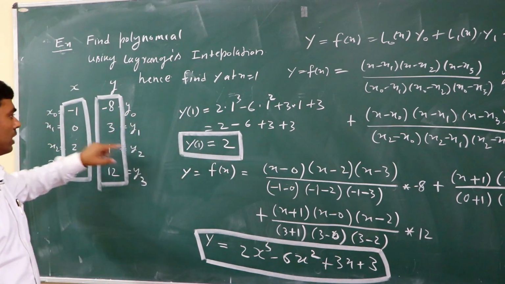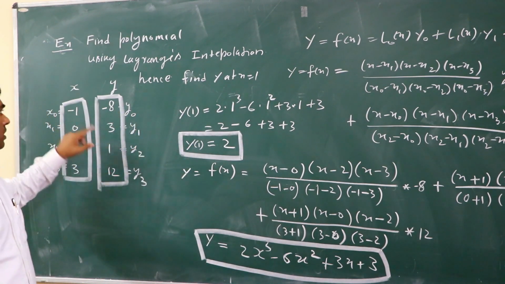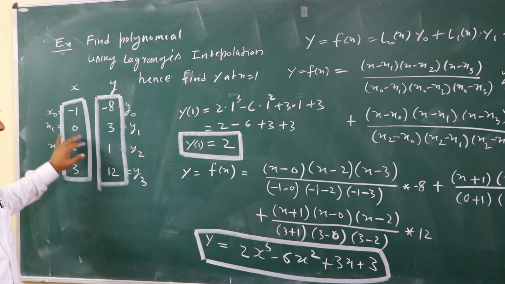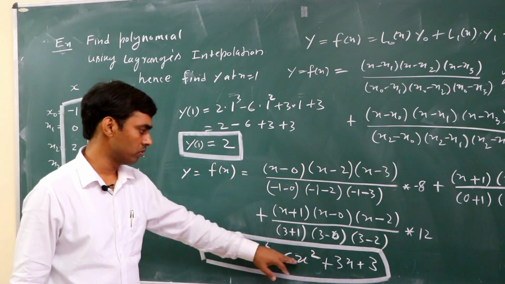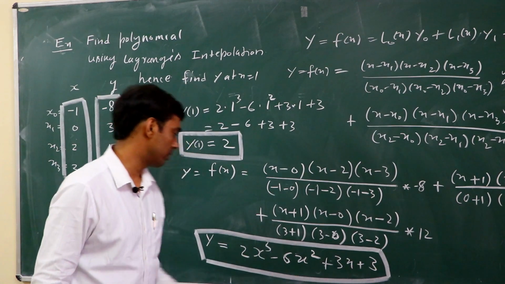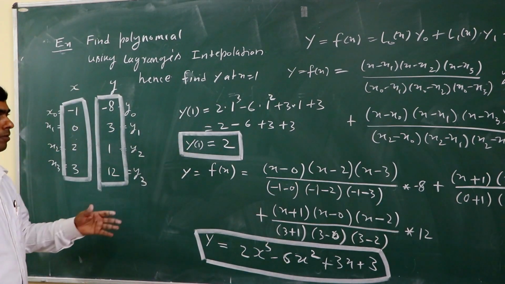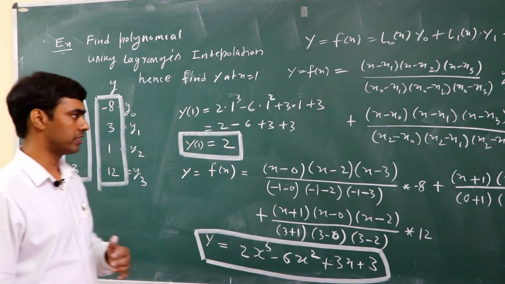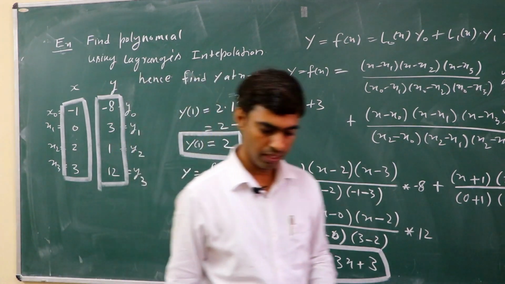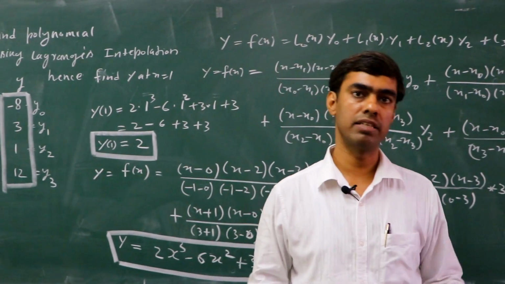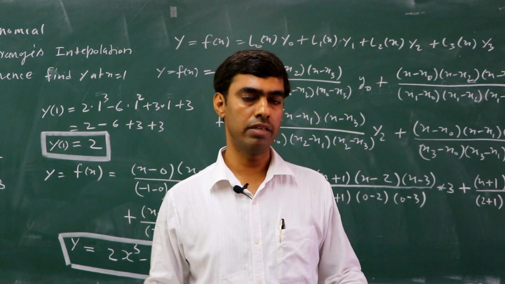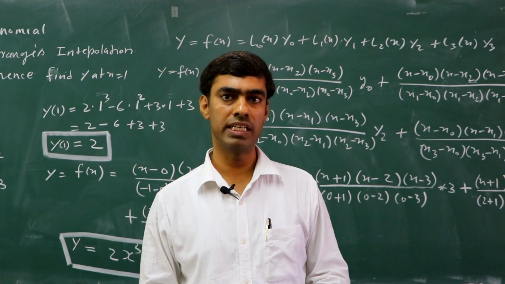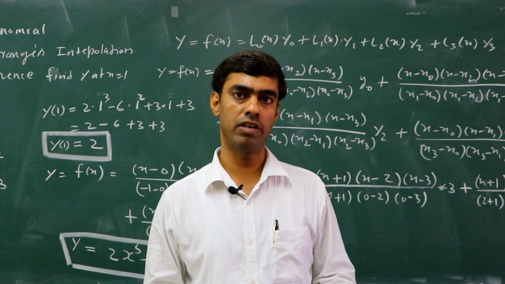And if we put x equal to 1, we find y equal to 2. We also verify at x equal to 0: the value is 3. So I think this is the correct answer because we verified it at x equal to 0. This is all about the Lagrange interpolation formula. Here we first discussed the derivation of the Lagrange interpolation formula, then we solved some numerical examples based on it. Okay, thank you.